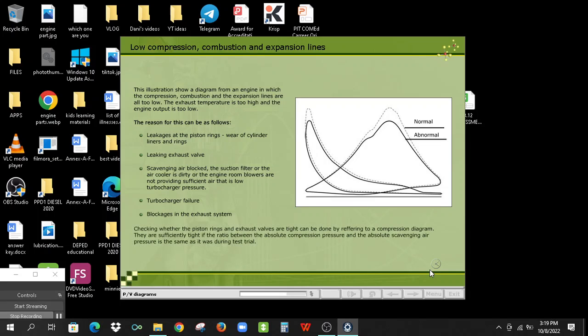Checking whether the piston rings and exhaust valves are tight can be done by referring to a compression diagram. They are sufficiently tight if the ratio between the absolute compression pressure and the absolute scavenging air pressure is the same as it was during test trial.